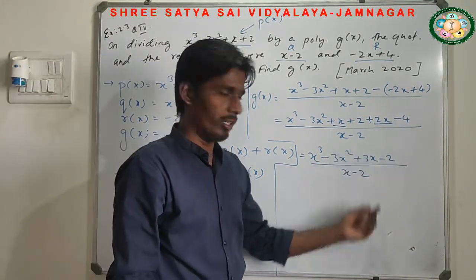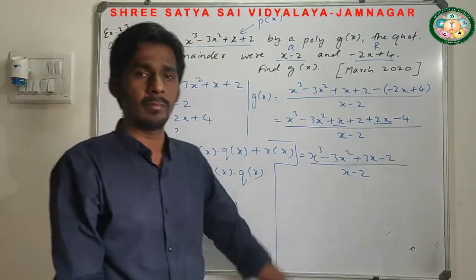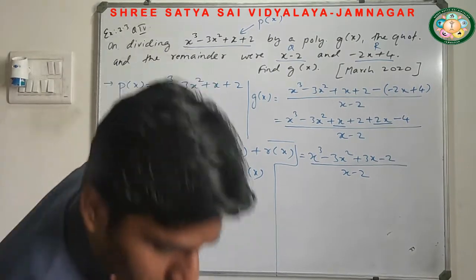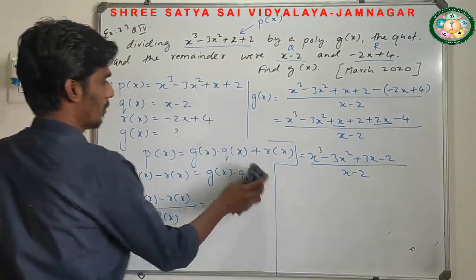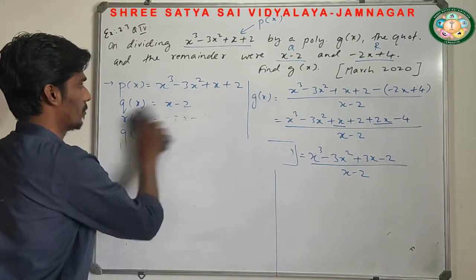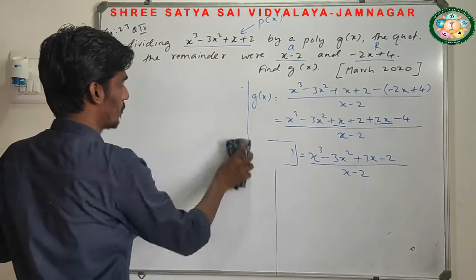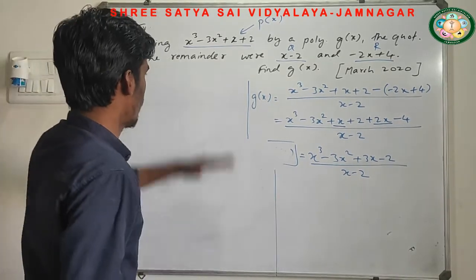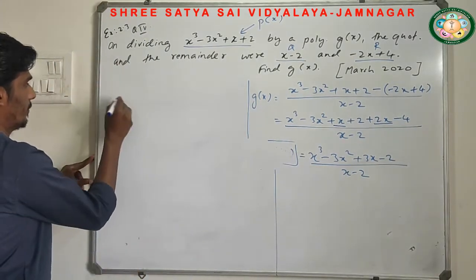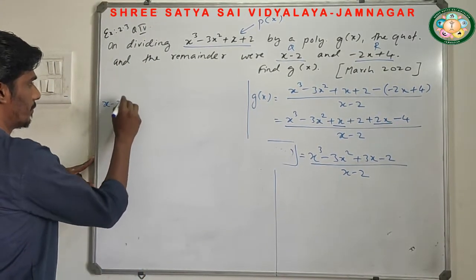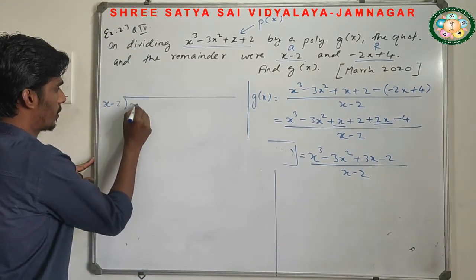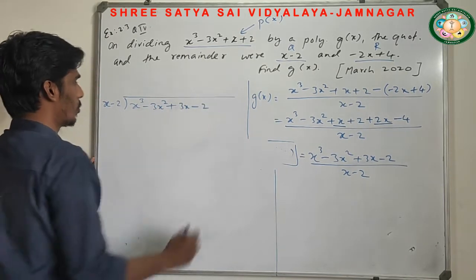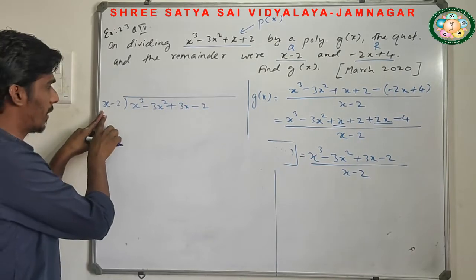Now we have to divide these two polynomials by the long division method, or you can even use the synthetic method to find out its quotient. So here x minus 2 divides x cube minus 3x square plus 3x minus 2. For long division, we already know this method.